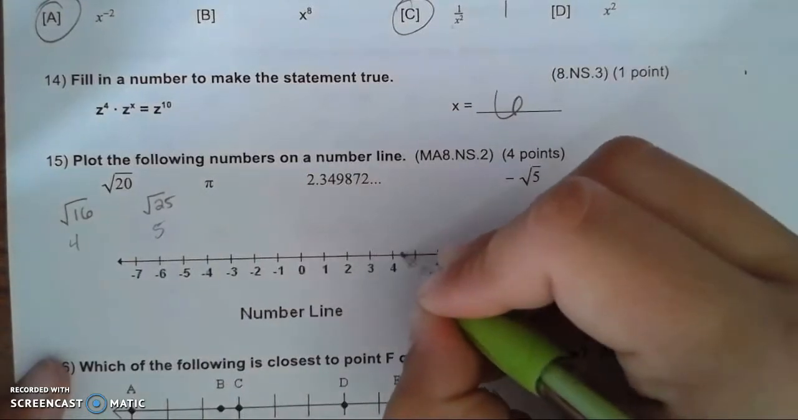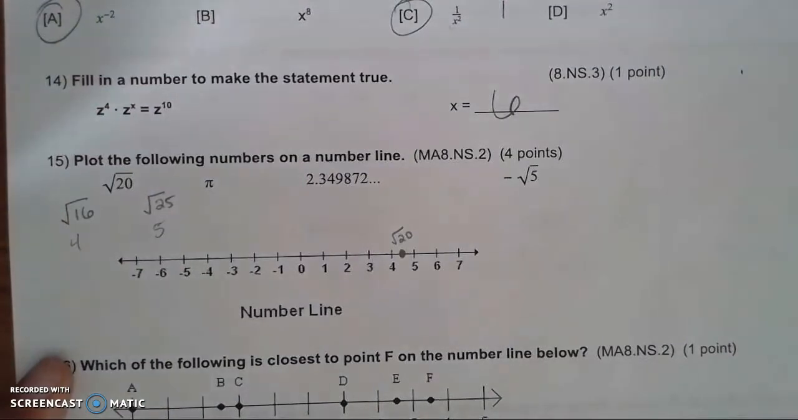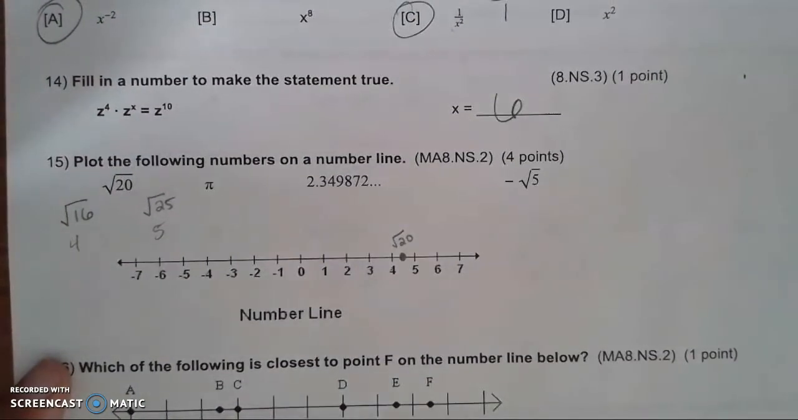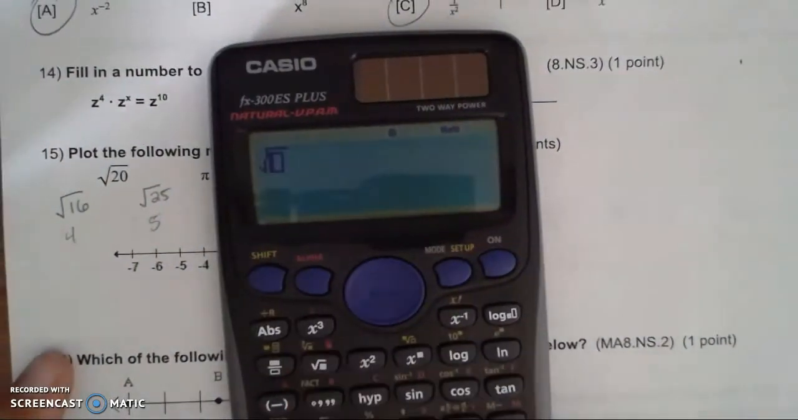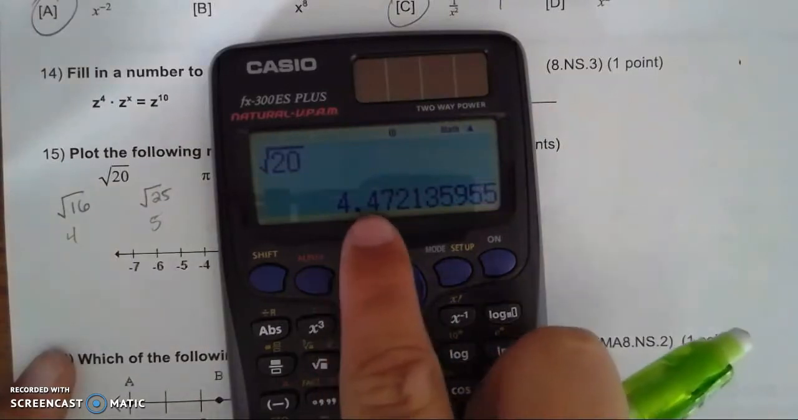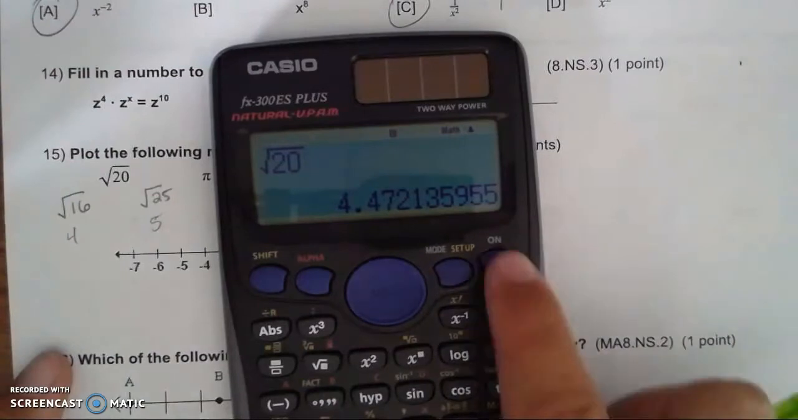So as long as you put a point anywhere between 4 and 5, I will count you right, okay? And then you can also double check on your calculator. If I were to take the square root of 20, it does give me 4.47, which is 4.5 pretty much, so it does fall right in between them.